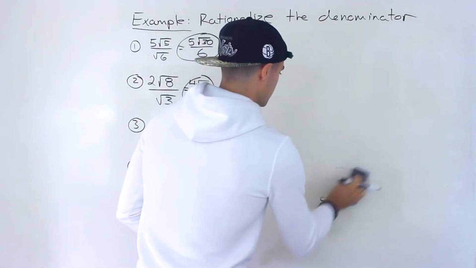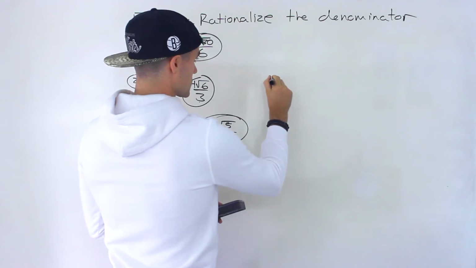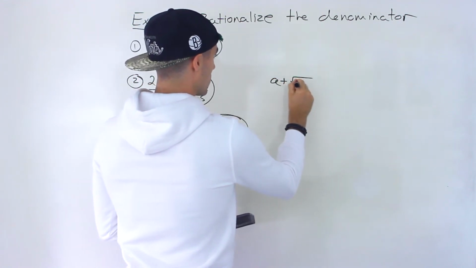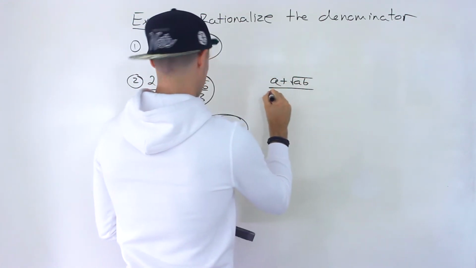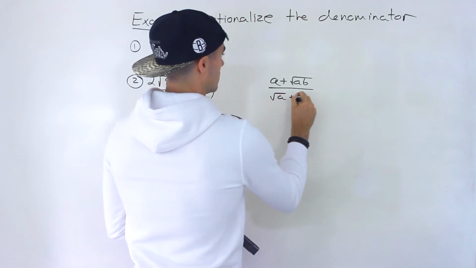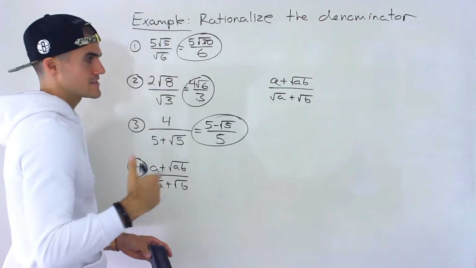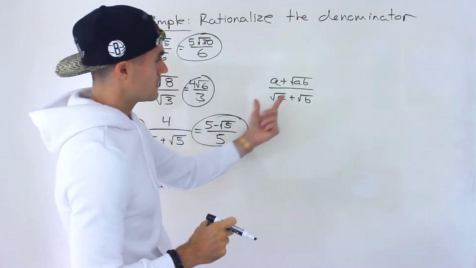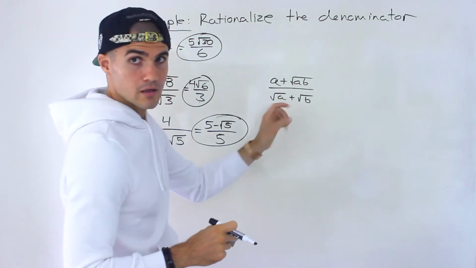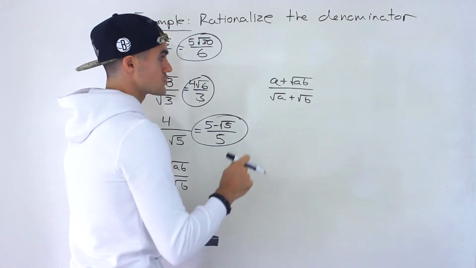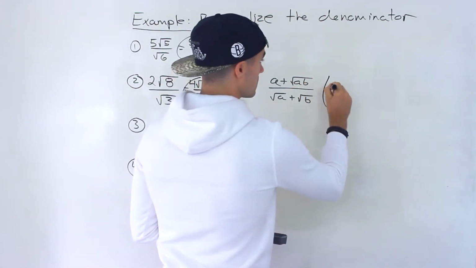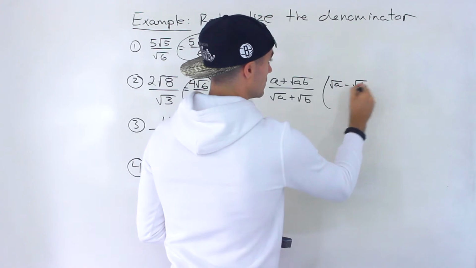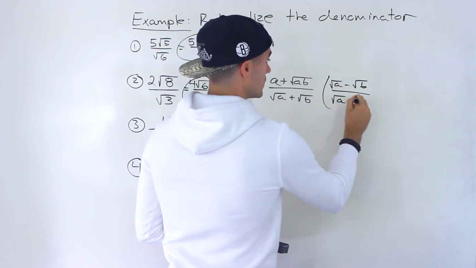And then number 4, this one's interesting because we're going to be working with only variables. There's no numbers here. Same thing applies though. Can you simplify root AB, root A, root B? Those don't simplify, so we can go straight into rationalizing here. So we'd multiply by root A minus root B, the conjugate of the denominator.